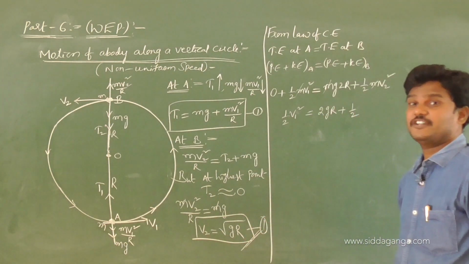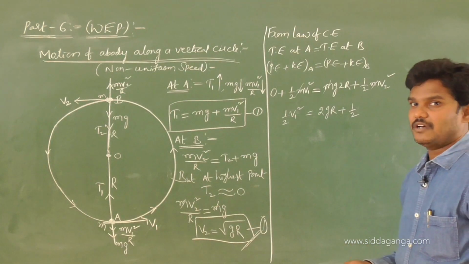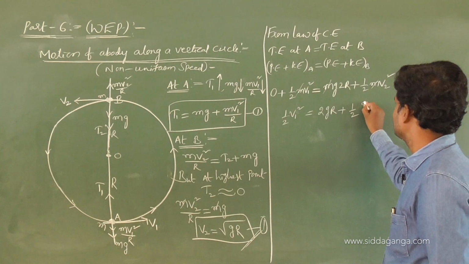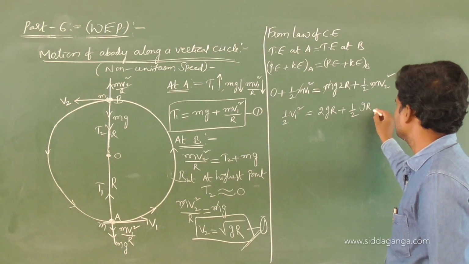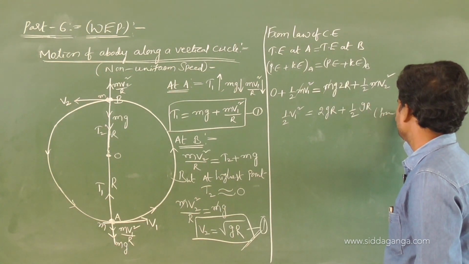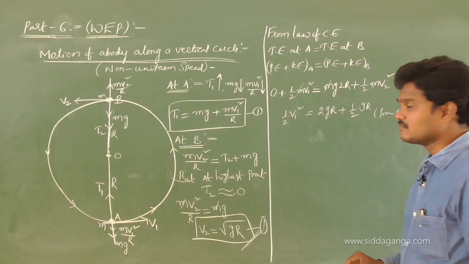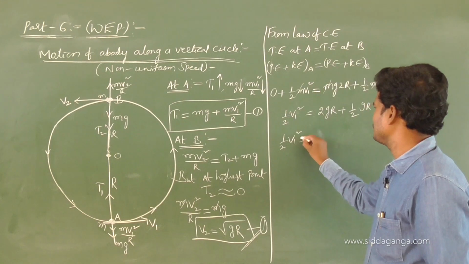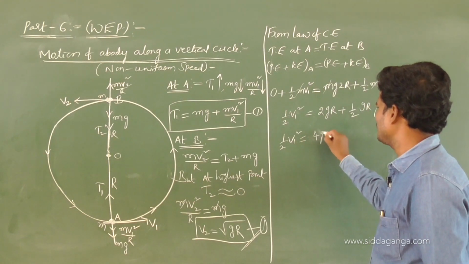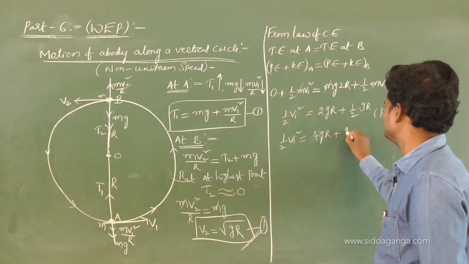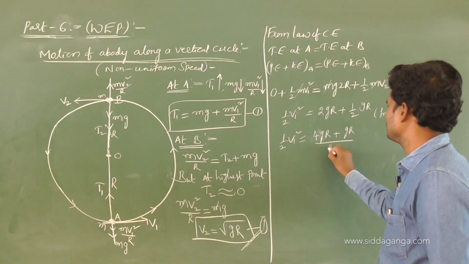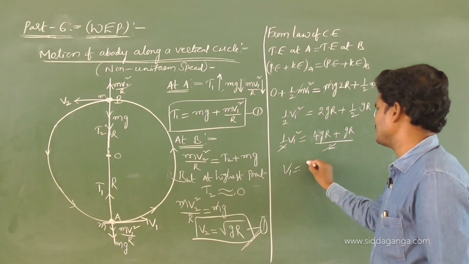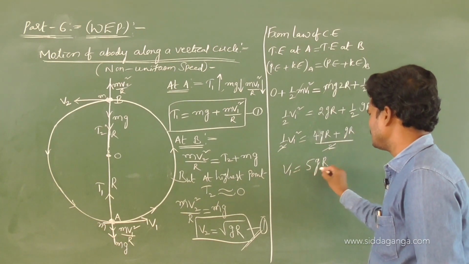v2 is root gr, so v2 square is gr, from equation 1. Therefore half v1 square is 4gr plus gr by 2. Now v1 square is equivalent to 2 times 4gr plus gr, which is 5gr. So v1 is root 5gr.